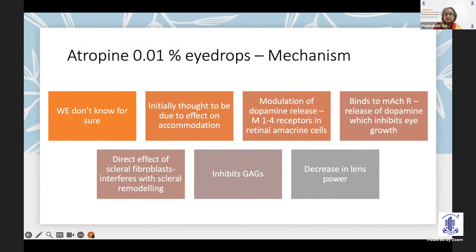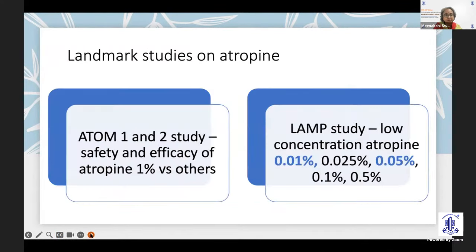But it has made a lot of difference, the use of low-dose atropine. Now, there are landmark studies, ATOM 1, 2, and 3, and we are going to find the results very shortly. And the LAMP study, which looked at an even greater variety of concentrations of low-dose atropine.